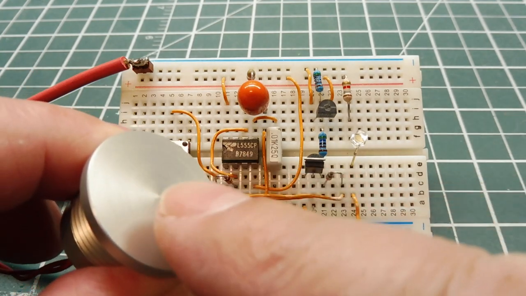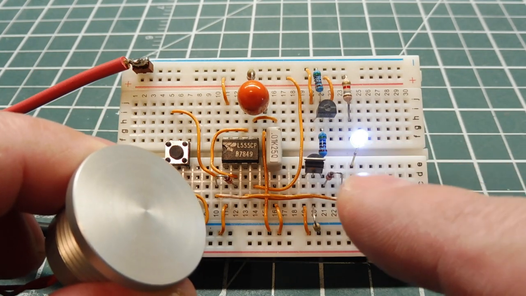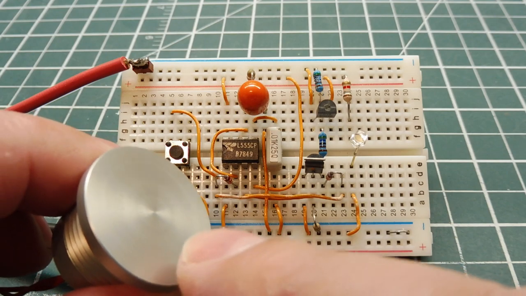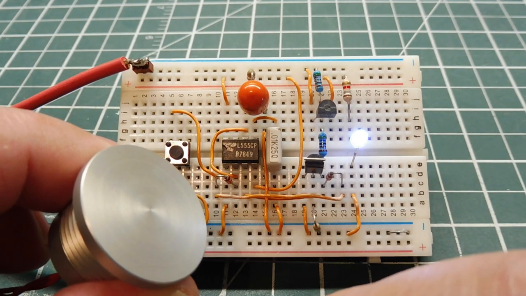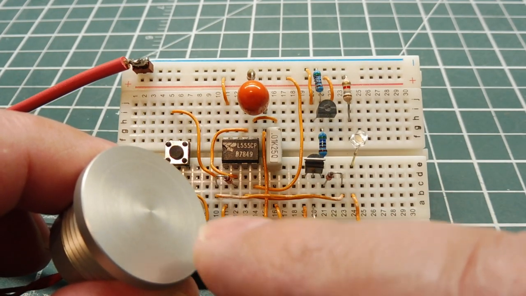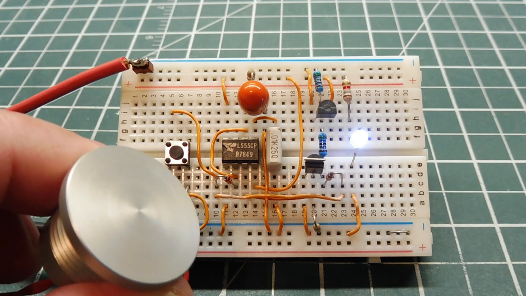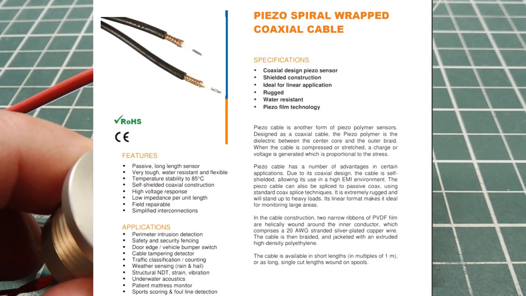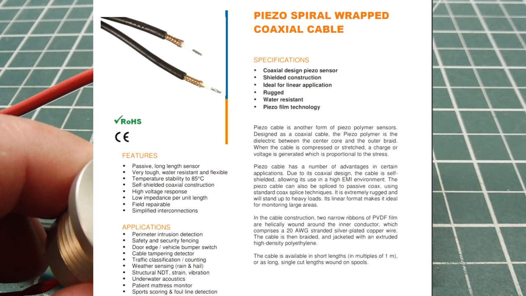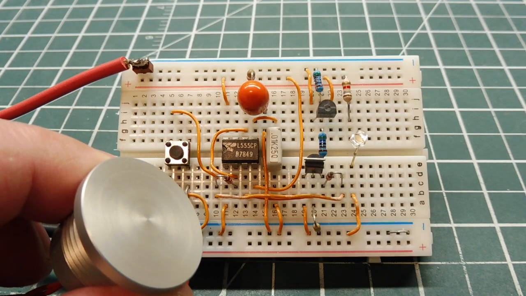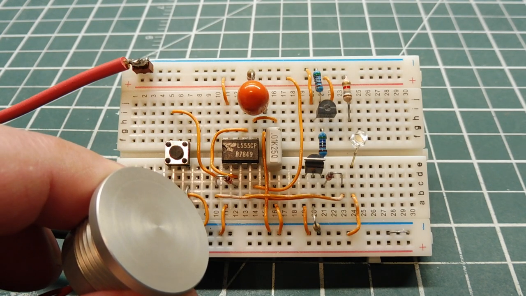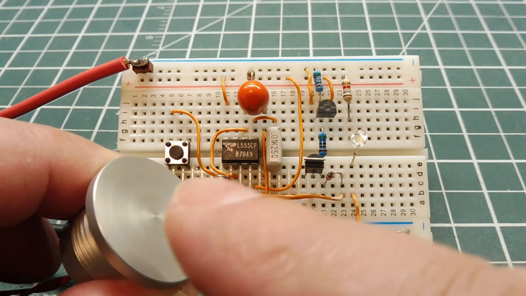I got it hooked up, so if I activate it, you can see the LED comes on. Now the piezo switch does not need power. It makes its own power by the piezo material. Now you could also get piezo cables. It looks like a coax cable, and it contains piezo material, and you could weave that through a chain link fence, and if anybody tries to climb the fence, you'll get a voltage output, and it could actually trigger your alarm.